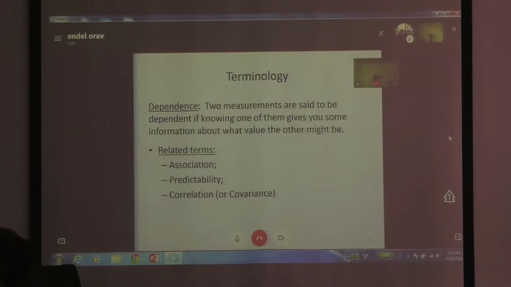Conceptually, all these words, dependent, associated, predictable, correlated, all mean essentially the same thing. So that's the starting point.